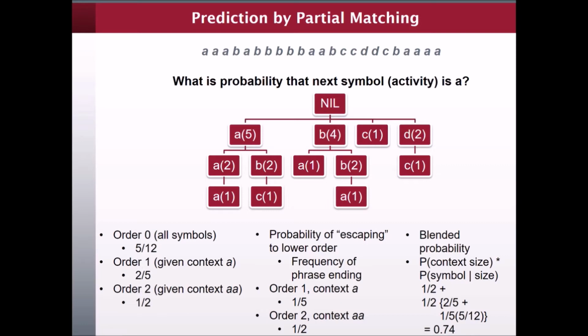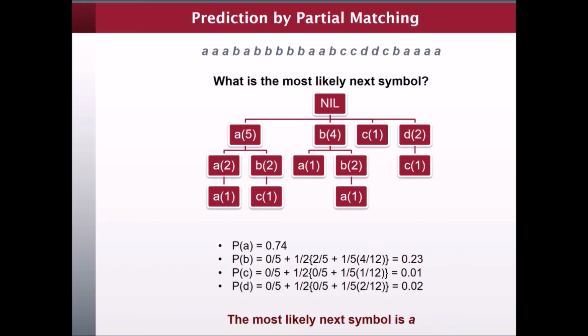Now, if we want to answer the question, what is the precise symbol or activity that we're going to see next, we will have to calculate that probability for all possible symbols. So here we're answering the question, what is the most likely next symbol? We already know the probability given what we've observed so far and stored in this trie. The probability of the next symbol being A is 0.74. So we repeat these calculations for B, again based on the context that we've already seen in this sequence.